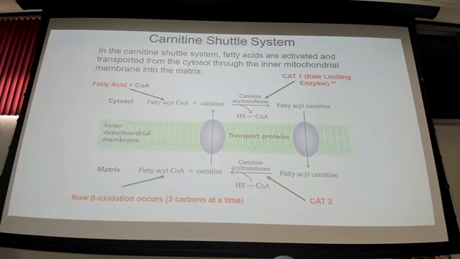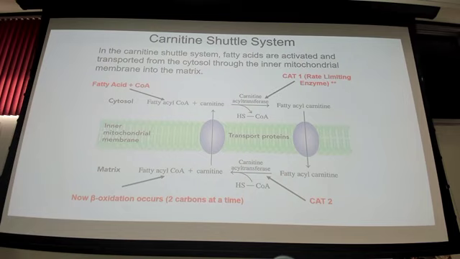So beta oxidation, the breakdown of those 3 fatty acids from that triglyceride into acetyl-CoA molecules. In order for beta oxidation to occur, the fatty acid must enter into the mitochondrial matrix. And how it does this is the carnitine shuttle system.